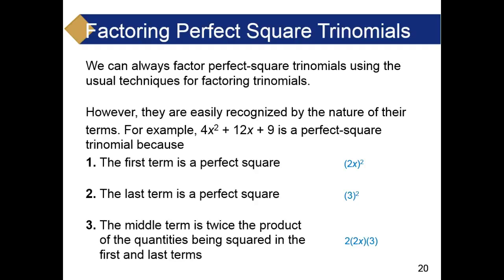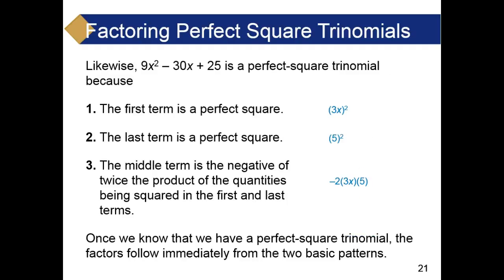We can always factor perfect square trinomials using the techniques for factoring trinomials. You can do trial and error. You can do the AC method. All those work. However, if you see this, and you see that's a perfect square, that's a perfect square, what's the square root of this? 2x. What's the square root of that? 3. 2x times 3 is? 6x, double that, 12x, perfect square trinomial, write down the answer. So again, the first term's a perfect square, the last term's a perfect square with a plus sign, the middle term twice the product of the two, then you know you got a perfect square trinomial.